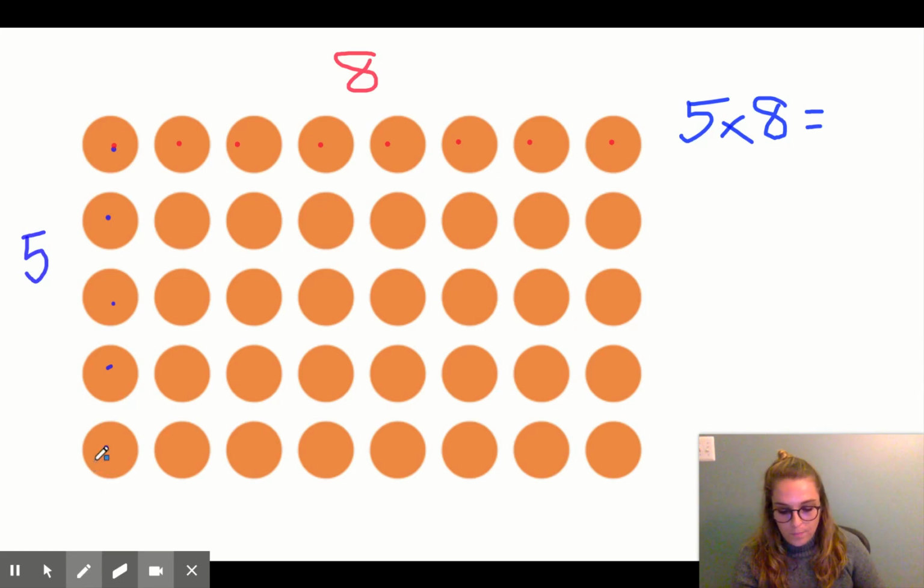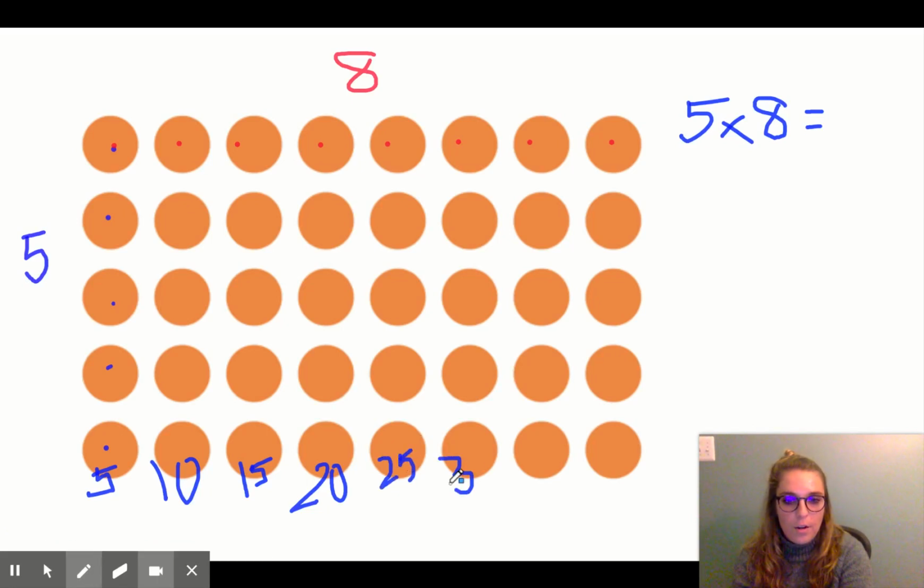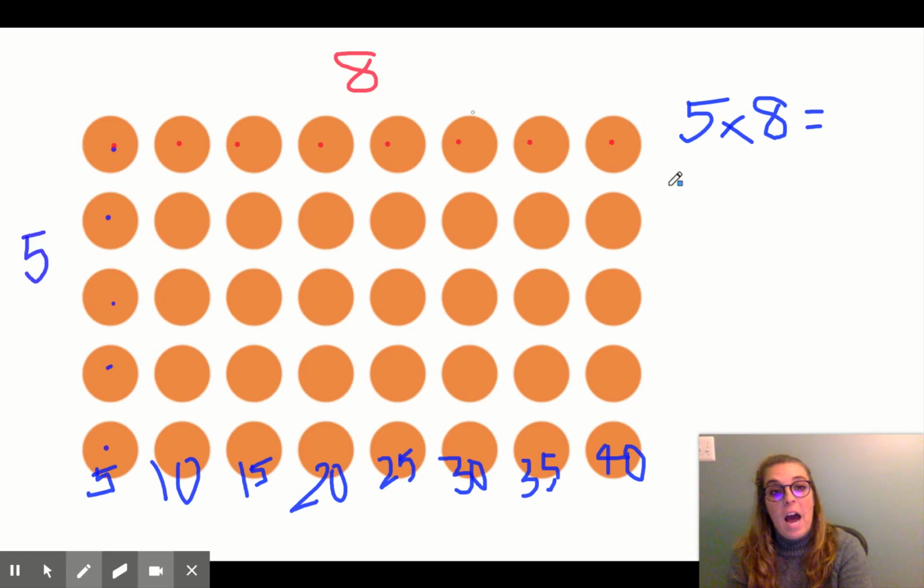So I'm going to go 5, 10, 15, 20, 25, 30, 35, get my 5 up in there, and then 40. So just like we did here, we know now that 5 groups of 8, 5 times 8 equals 40.